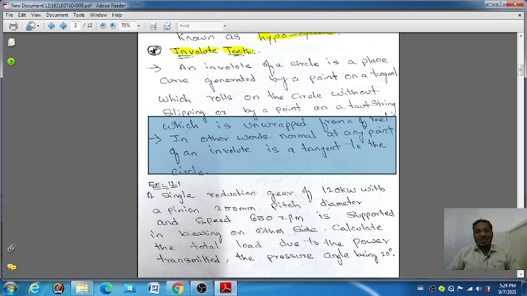What is an involute tooth? It is the curve traced by a point on a taut string which is unwound from the reel. So in other words, the normal at any point of the involute is a tangent to the circle. We will easily understand this point while we are doing the problem.